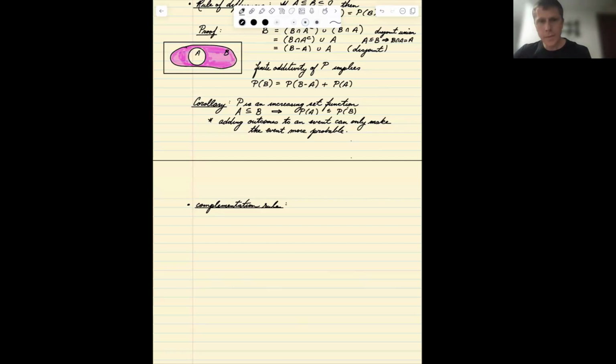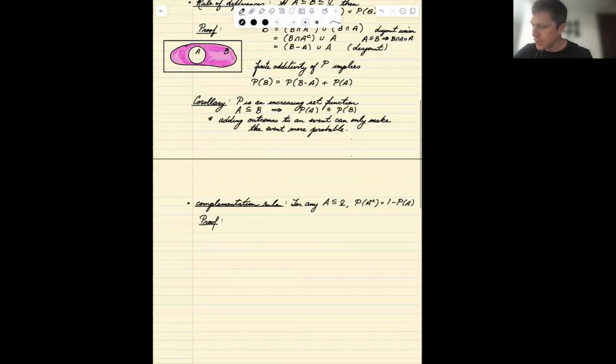The complementation rule says that for every event, the probability of A complement is 1 minus the probability of A. How do we prove that? We use the previous two: finite additivity plus the rule of differences.